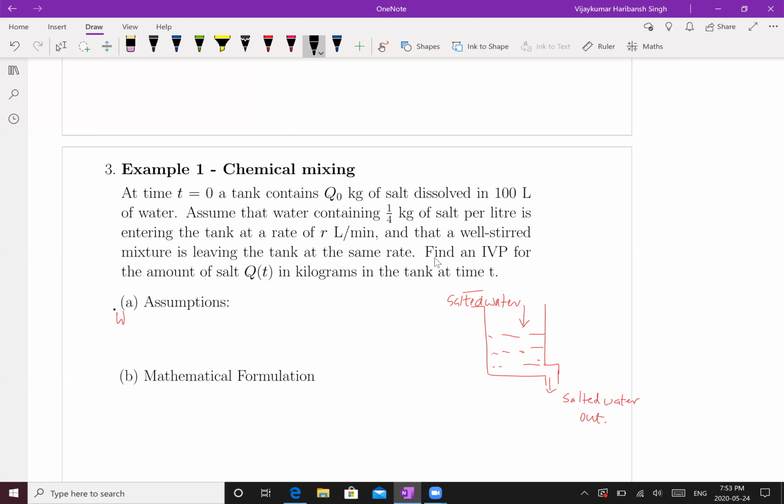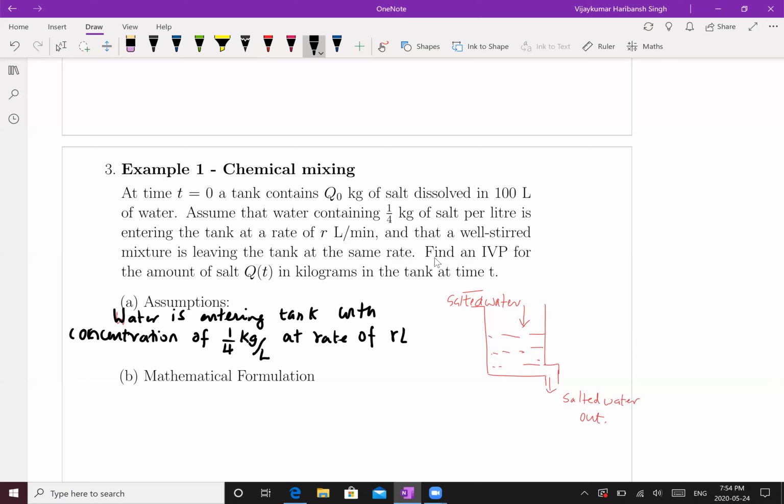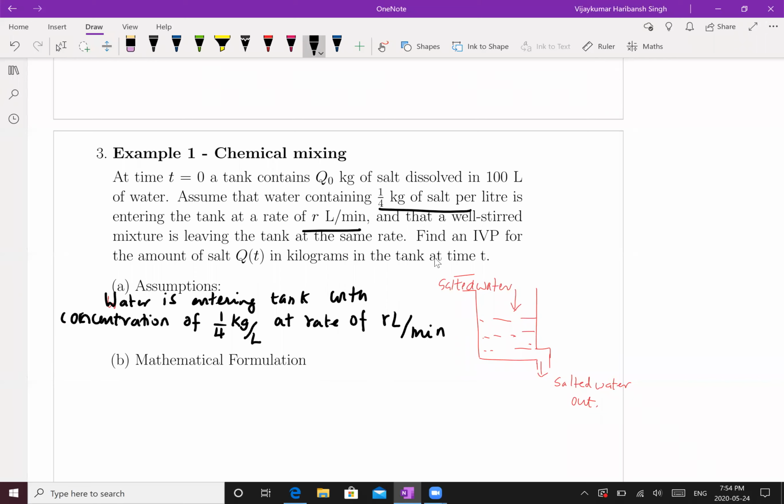The water is entering the tank with concentration of 1/4 kilogram per liter at the rate of R liters per minute, right? So that is assumption one.